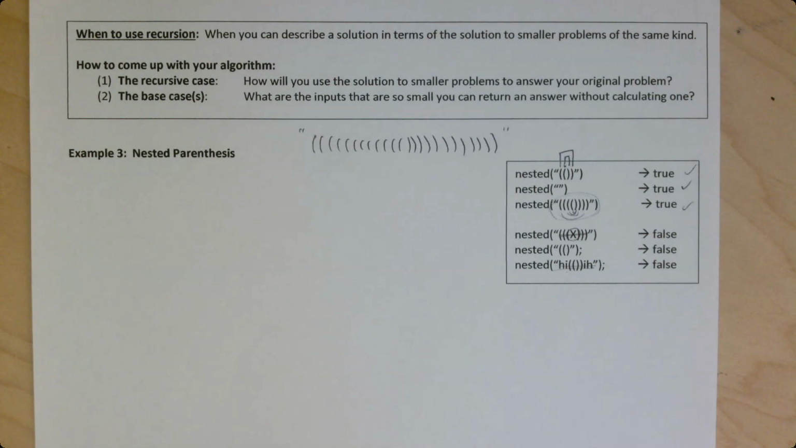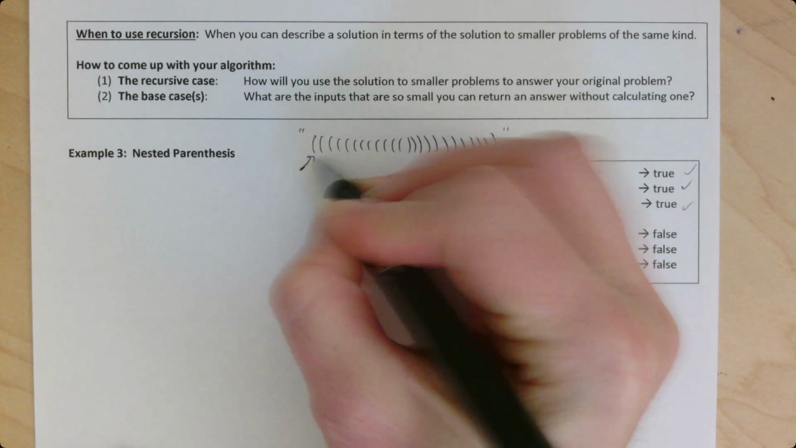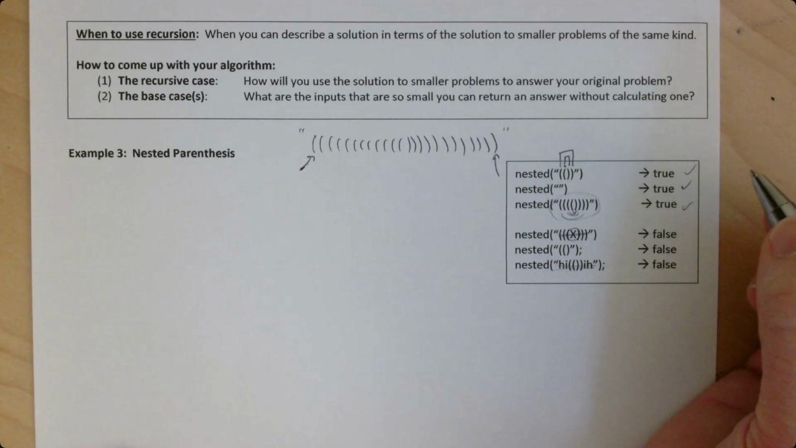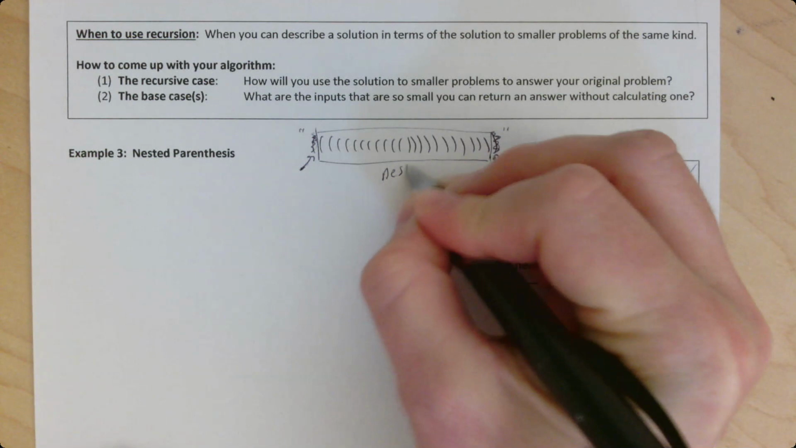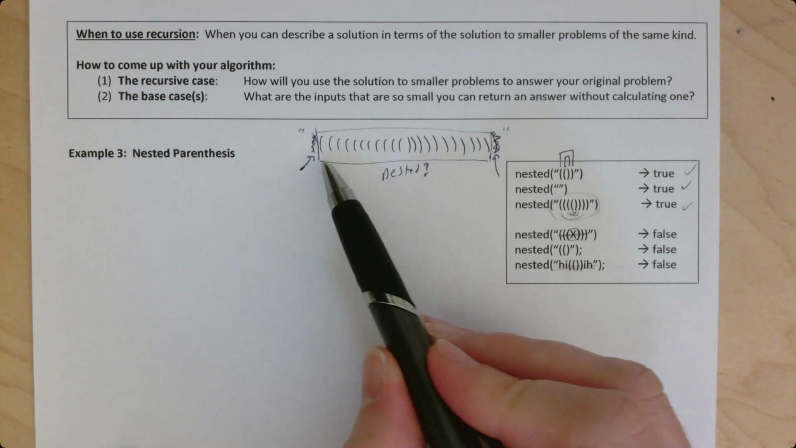Okay, here's what a lot of people said. A lot of people said, first, let's check, is the first character an opening parenthesis, and is the last character a closing parenthesis? If the answer is yes, then let's get rid of them. And then let's ask about the middle, is the middle nested? And that's the recursive call. That's where we're going to use our own method to answer the same nested question, but about a smaller input.